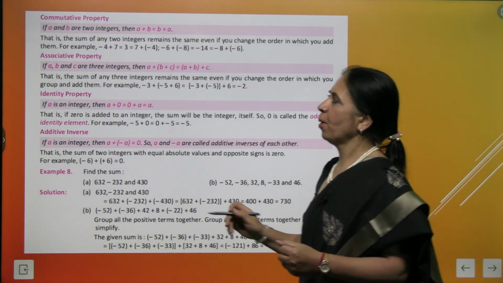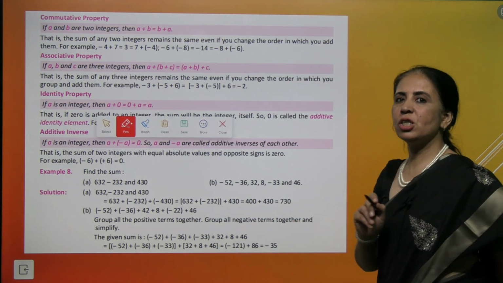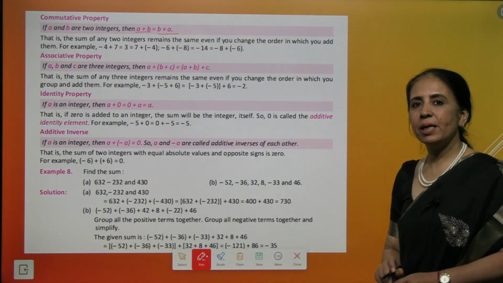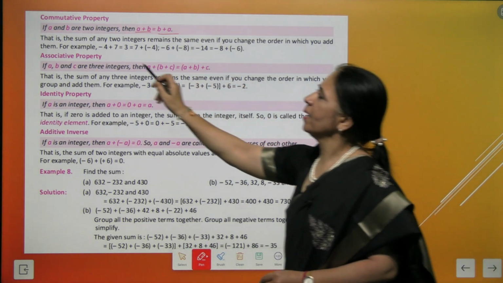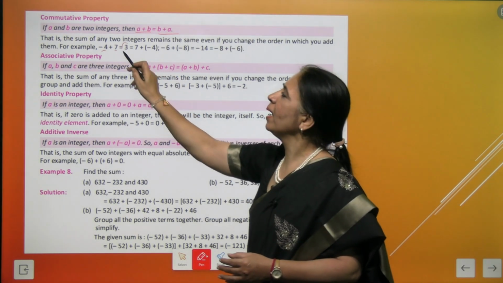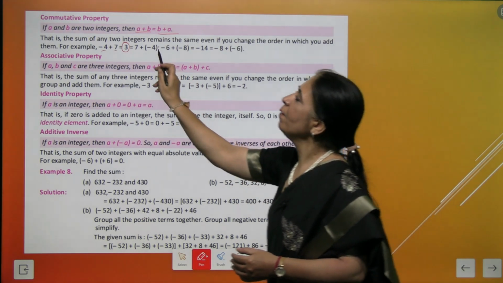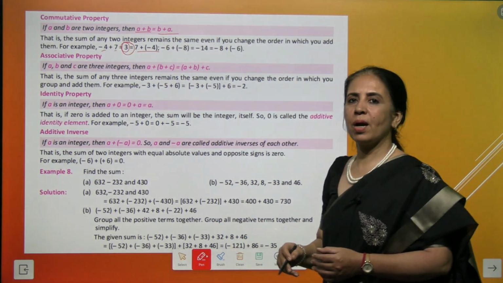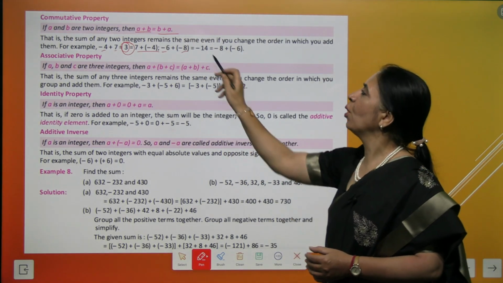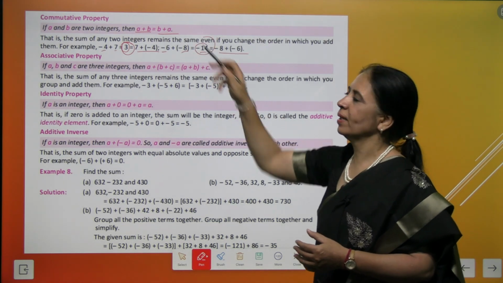Coming to commutative property. So if a and b are two integers, हमेशा याद रखेंगे कि a plus b and b plus a दोनों हमेशा same रहेंगे. हमने दो numbers दिए यहाँ पर minus 4 and 7. एक बार हमने minus 4 और 7 को add किया, हमें 3 मिला. नेक्स्ट टाइम हमने 7 plus minus 4 किया and we got the same answer. Let's try it with two negative numbers. minus 6 और minus 8 को add किया, we got minus 14. और next time 8 और minus 6 को add किया, we got the same answer.